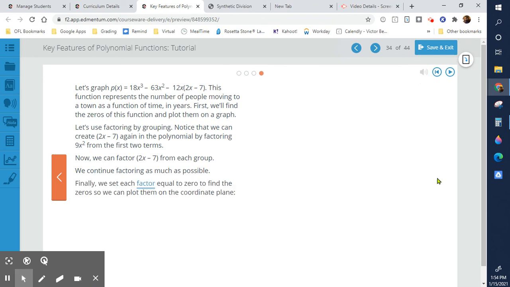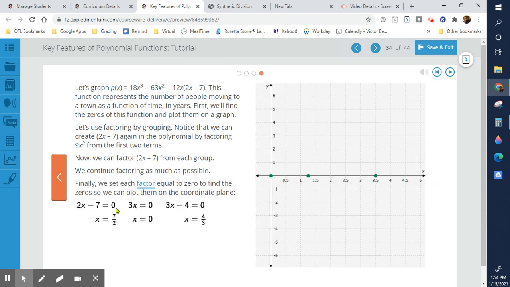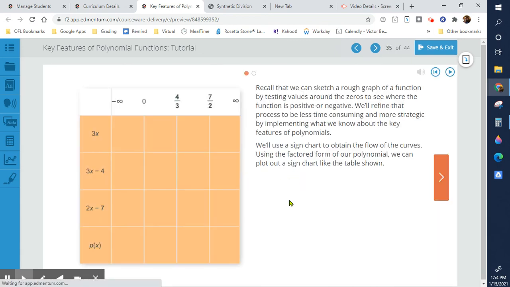They'll probably do all the steps at once, too. They did not. Oh, they did right here. Okay, so here's that. This is equal to 0. This is equal to 4, 7. So you can see right here how they found those zeros. Now we know our curves.